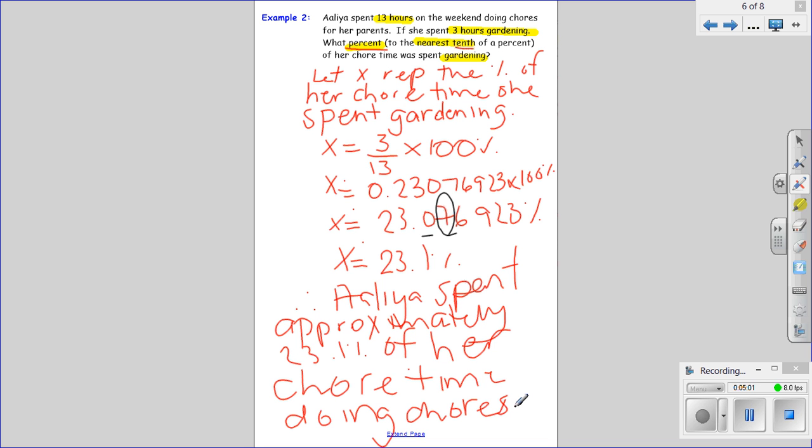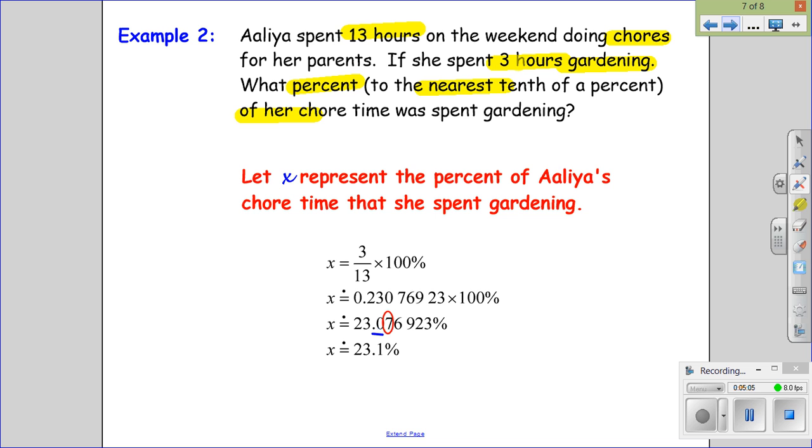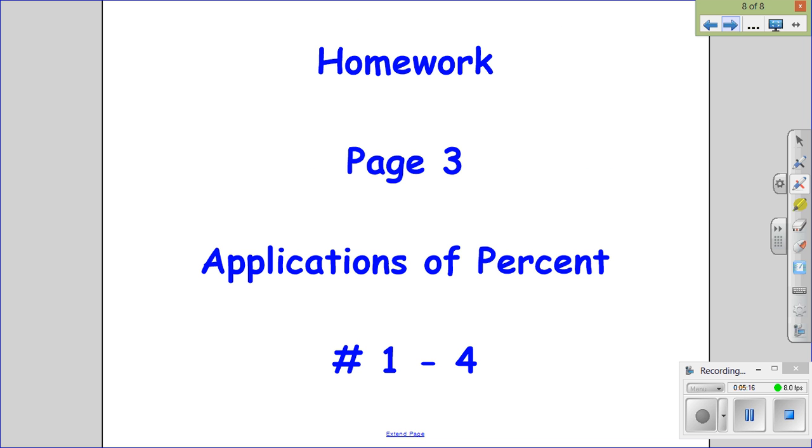And again, guys, sorry about the writing. It's difficult sometimes with the styluses to get good penmanship going, but the example is written neatly here for you to copy later. And of course, I've forgotten the sentence answer here, so you're going to want to add that in from the slide before. And homework, page 3, applications of percent, number 1 to 4.